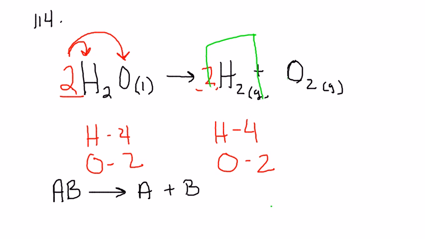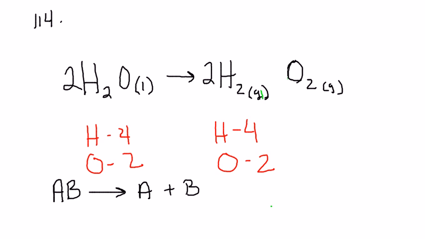Trying to be neat about this. Okay, so I'm going to go back and rewrite my coefficients. Okay, and that's basically what I'm going to end up with right here. Okay, 2 water molecules breaking up to make 2 hydrogen molecules and 1 diatomic oxygen gas molecule. Okay, and that's number 114.